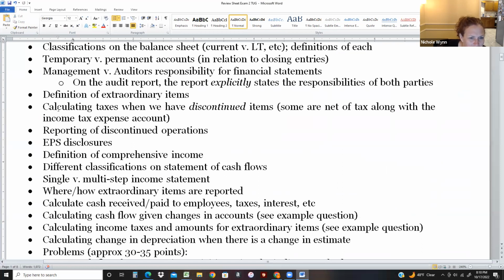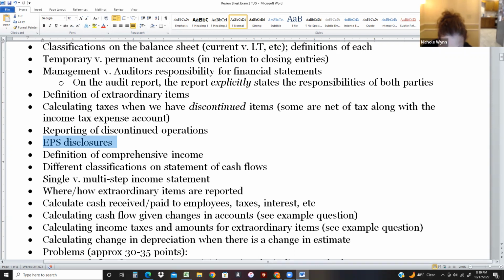So like calculating taxes on discontinued items, some are net of tax along with the income tax expense account. So reporting of discontinued operations, just know that both the discontinued operations and the sale of the discontinued operations both go below the line net of taxes. Earnings per share disclosures, I already mentioned that those go below the line, and it's from net income, like everything below income tax expense has to have earnings per share.